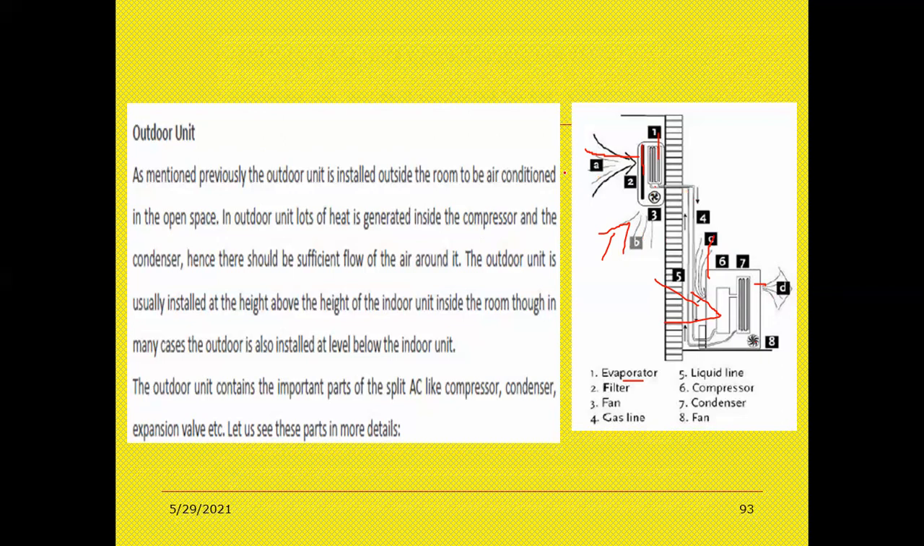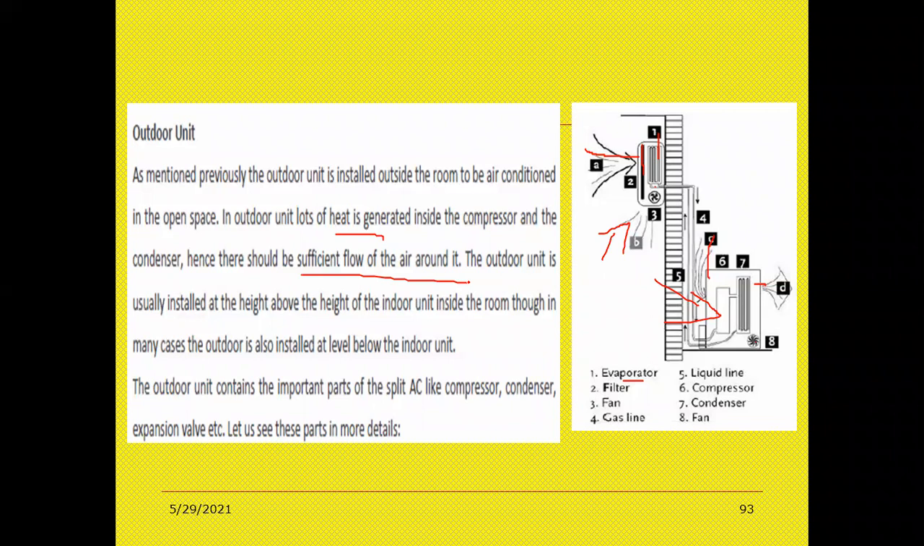So here the outdoor unit is installed outside the room to be air conditioned. In the outdoor unit, lots of heat is generated. If you go and stand near the outdoor unit, you can feel it is hot. A lot of heat is generated inside the compressor and the condenser. Hence, there should be sufficient flow of air around it, so that the heat can be carried away.